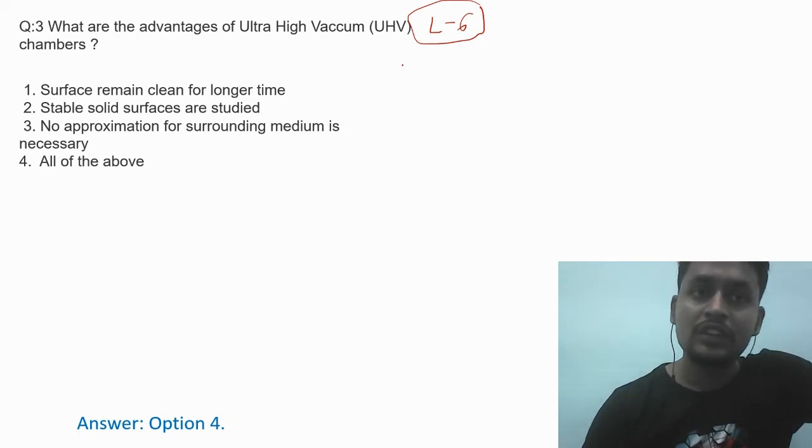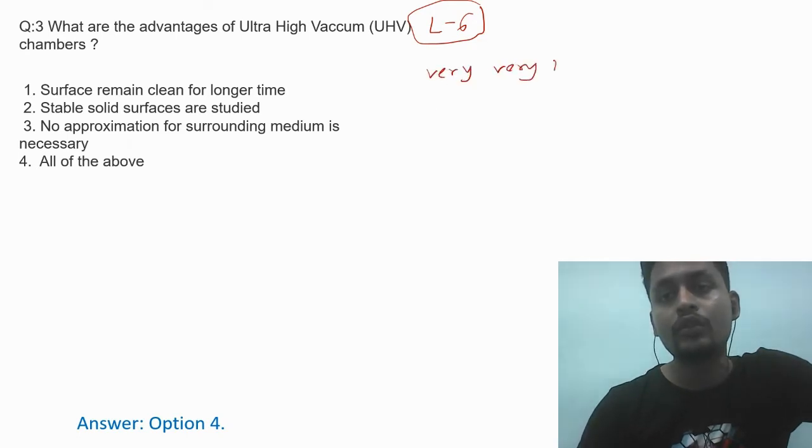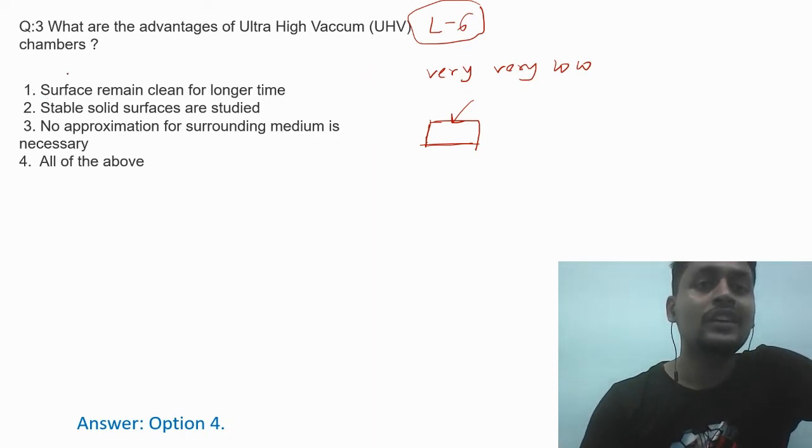So what is ultra high vacuum technology? In an ultra high vacuum, the pressure of the chamber is very low. We make a chamber to keep the surface clean, because any surface cannot stay clean: some kind of gas molecule can interact with it, or some kind of contamination will be there. So to get a clean surface devoid of anything, we need to use ultra high vacuum technology. So what are the advantages?